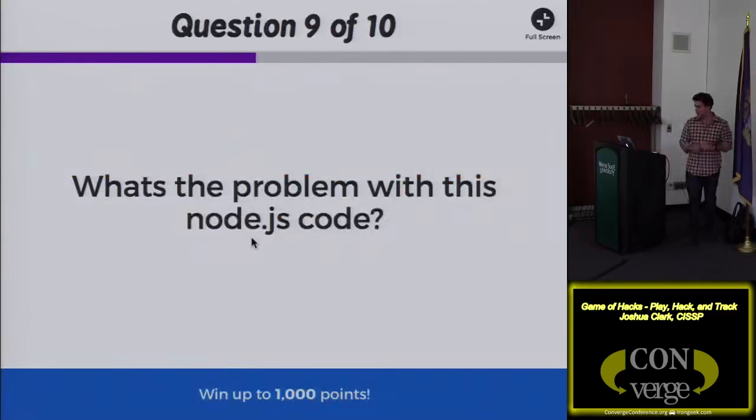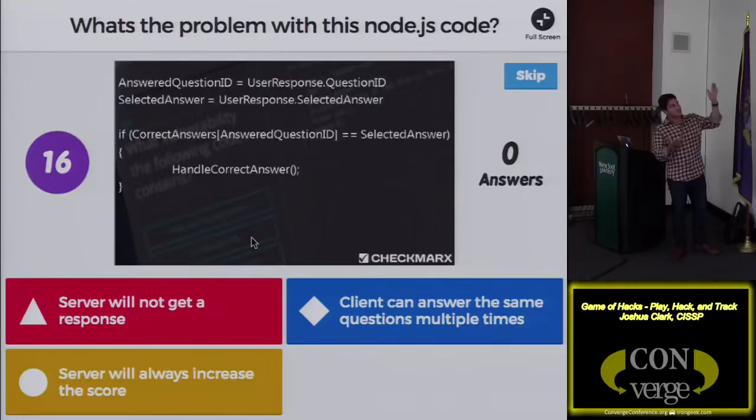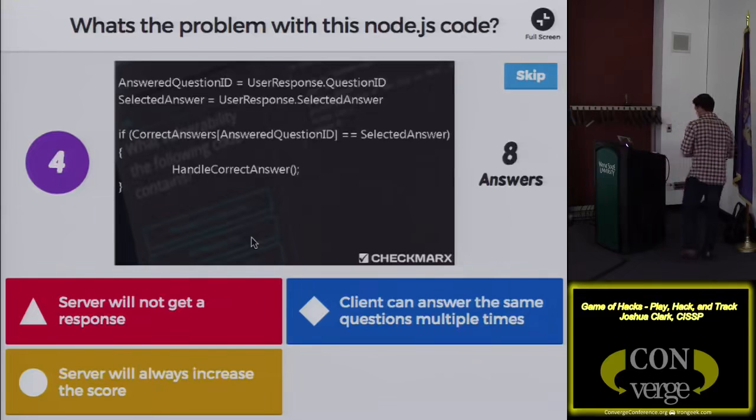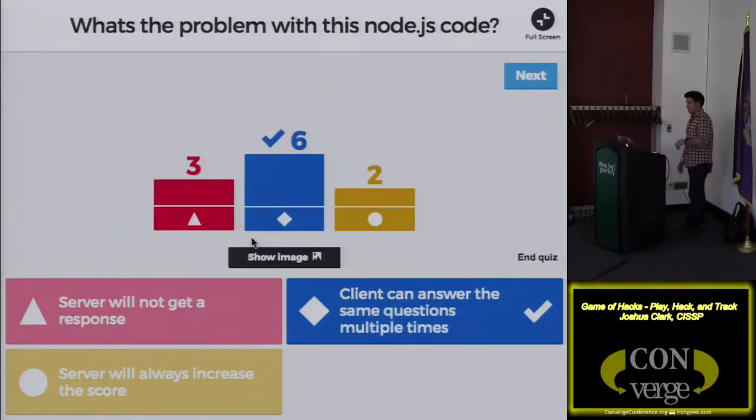Now, what is the problem here with this Node.js code? Only a couple of you know Node.js, so this one might be a little more difficult, but it's pretty simple code. The APIs are basically, this could be any language. It doesn't have to be Node.js. This could be Java, C#, anything. Okay, so the problem with that code block was that the client can answer the same question multiple times.